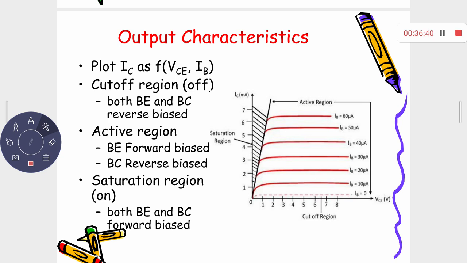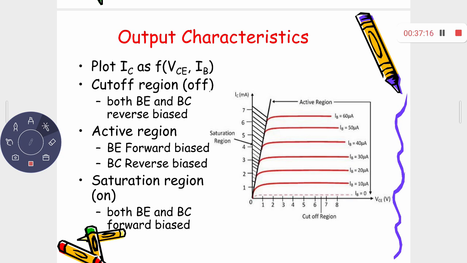One is the region where the position of this valve is at the extreme, say theta is equal to 0 degree, the anti-clockwise position. That means this tap is off. So ideally there is no flow of the liquid, no flow of the water. Both the base emitter junction and the collector emitter junction are reverse biased.